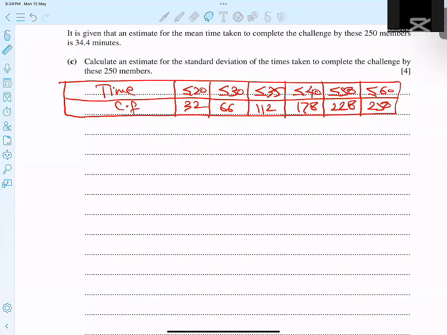Yes, students, and now next part C, we have to calculate the standard deviation. And the mean is given by him, 34.4. And I have copied the table from top. First of all, we have to make a new table, and how to make it. And then I need deviation. So I'm looking for 1, 2, 3, 4 columns. Okay.